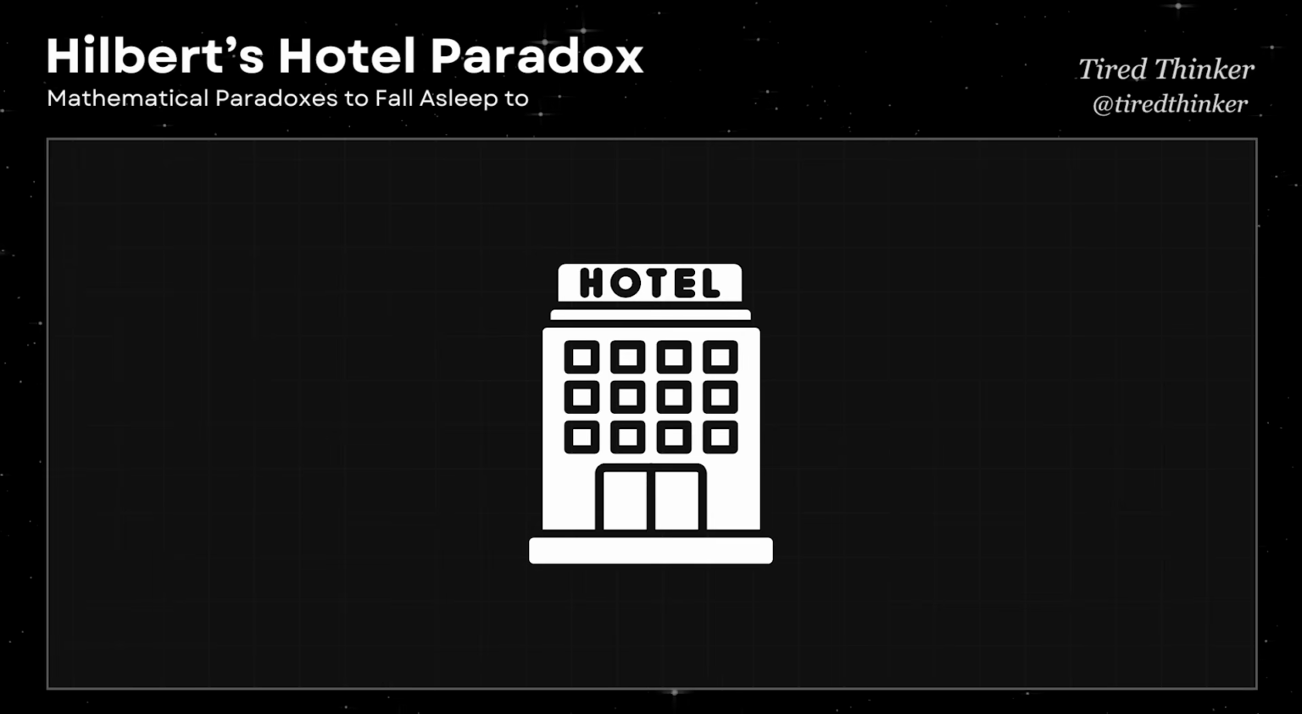Hilbert's hotel does not exist in real life, but its lessons shape how mathematicians think about infinity. It shows that infinite sets behave in ways that defy normal expectations. The hotel remains full, yet it always has space. The paradox reveals the power of mathematical reasoning to challenge intuition and expand understanding.